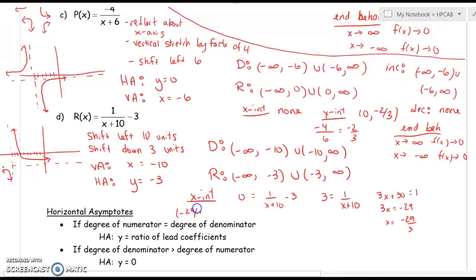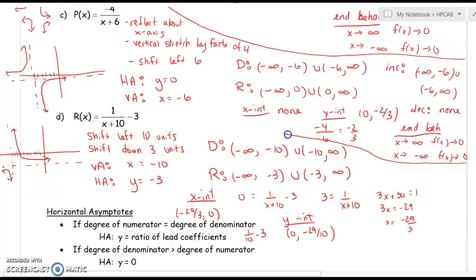So -29/3, comma 0. Y-intercept is when x equals 0. So if you plug in 0, you get 1/10 minus 3. You can do that on your calculator. You're going to end up with -29 over 10. So you're going to have 0, -29 over 10. All right, so that's going to be your x-intercept and your y-intercept.